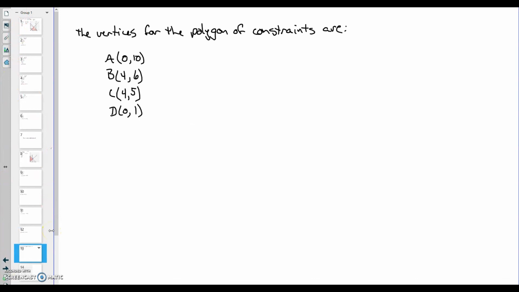Finally, I think if I wanted to get full marks and keep my teacher particularly happy, whenever I'm writing a test, I would make sure I summed everything up at the end of the question to show that the vertices of the polygon of constraints are, and then list out all of the vertices that you found.